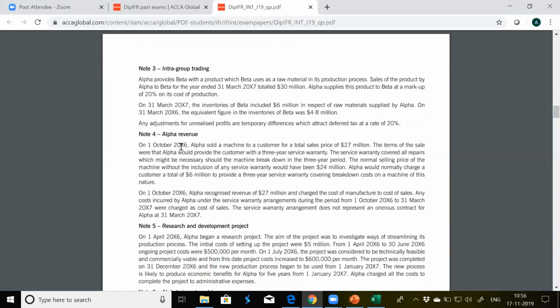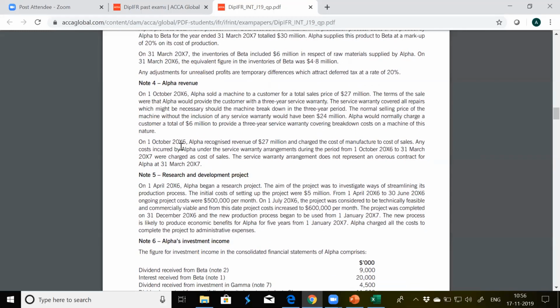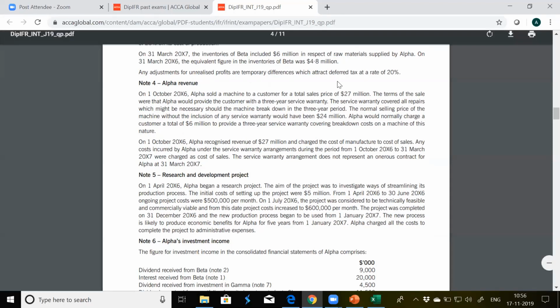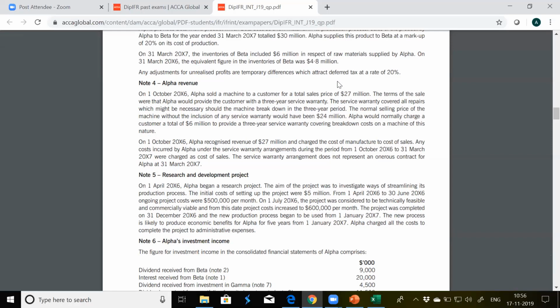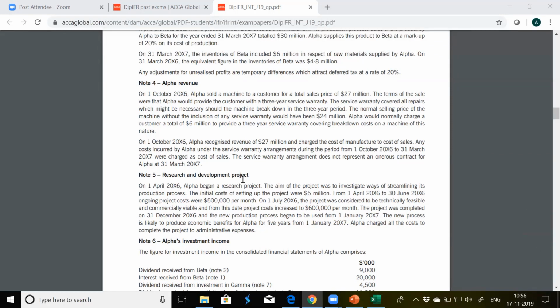Then Alpha's revenue. Let's read the Alpha's revenue line. On 1st October 2006, Alpha sold a machine to a customer for a total sales price of 27 million. The terms of the sale were that Alpha would provide the customer with a 3-year service warranty. The service warranty covered all repairs which might be necessary should the machine break down in the 3-year period. The normal selling price of the machine without the inclusion of any service warranty would have been 24 million.